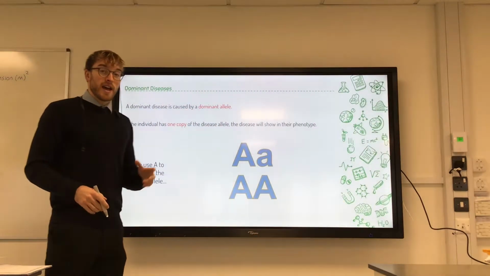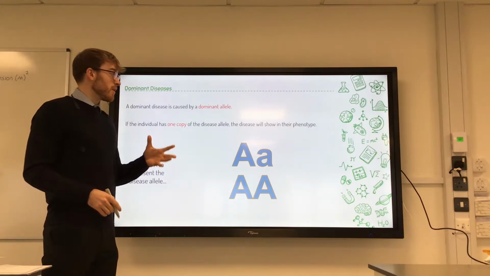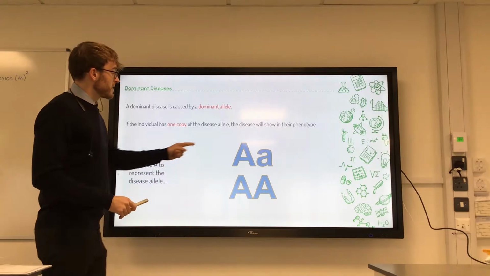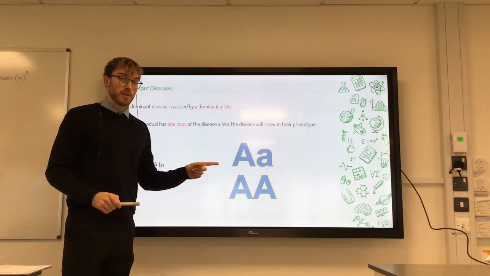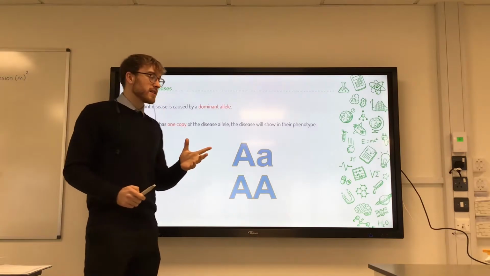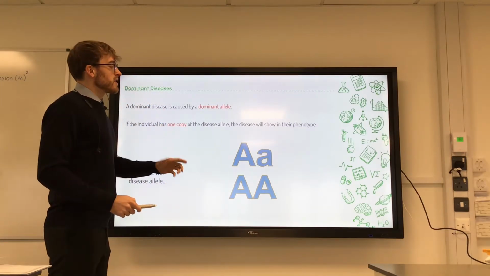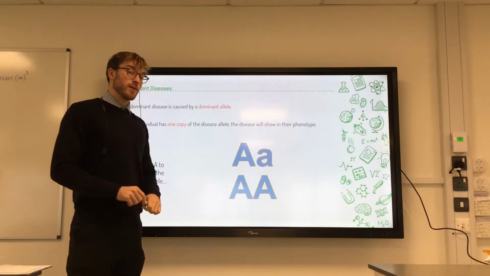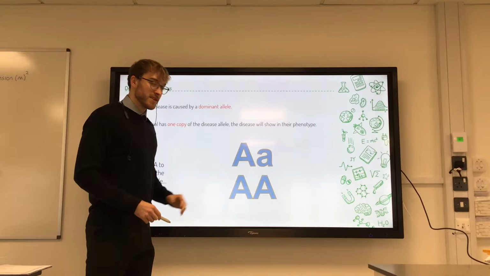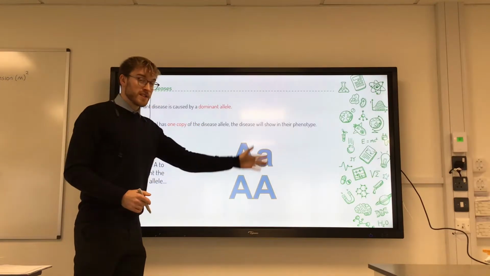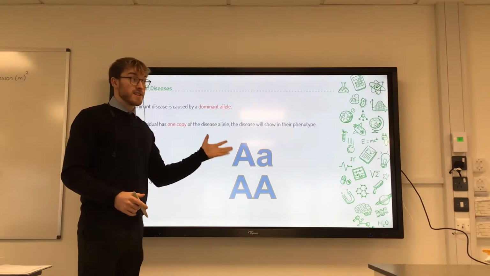So our first thing we're going to look at is dominant diseases. A dominant disease is caused by a dominant allele. So remember, dominant alleles are represented by capital letters. Only one copy needs to be present for the disease to show. So we can either have a heterozygous genotype, where we have one dominant allele, or a homozygous dominant genotype, where we have two of the dominant alleles. In both of these scenarios, the dominant disease will show.